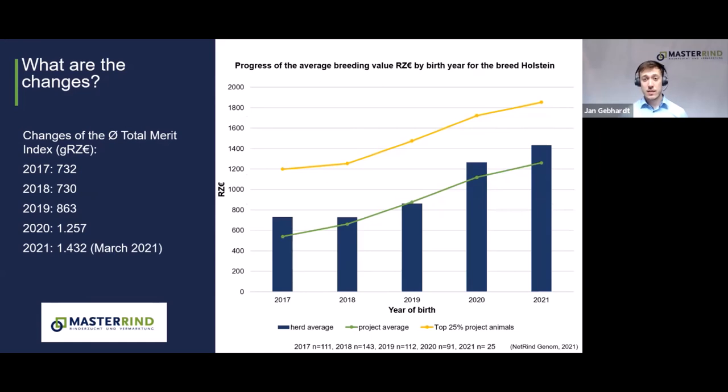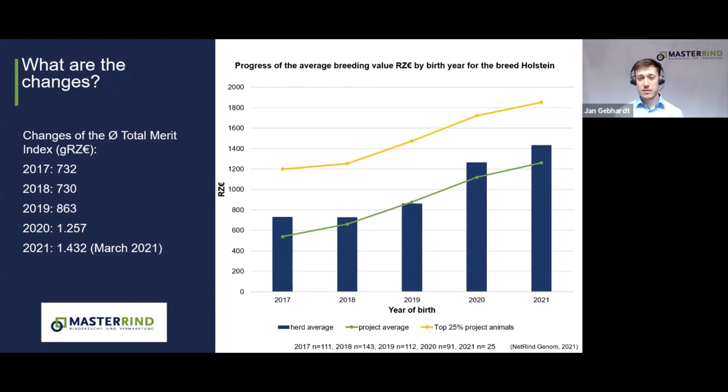In the next slide, here we see a huge step in the RZ Euro. That's our new breeding value. And here you see, yeah, they improved around 400 euro on one animal in the GRZ Euro on average. In 2018 it was a little bit higher than the average of the project.